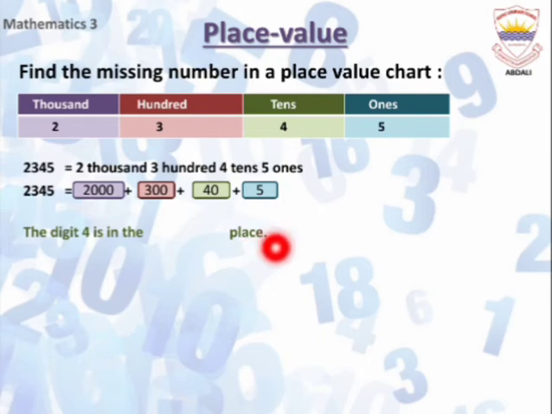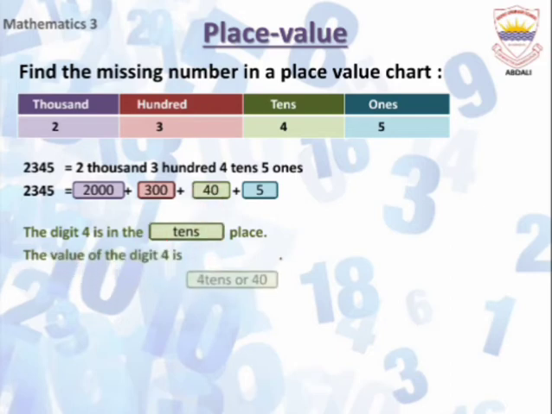In which place is the digit 4? See the table. The digit 4 is right under tens. So the digit 4 is in the tens place.